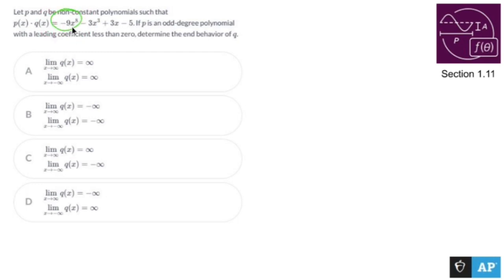You're my leading coefficient. So right now, P times Q is negative 9Q, or X to the 8th. It's telling me that P is an odd degree polynomial. Okay. So P is an odd degree polynomial, so I'm going to divide out essentially because they want me to get Q all by itself.